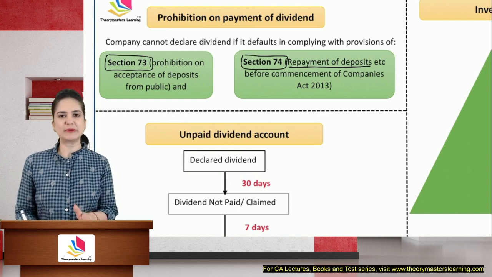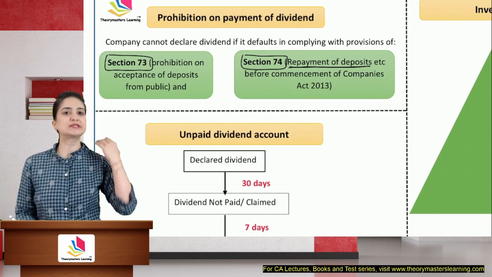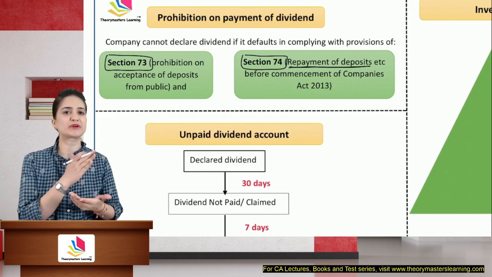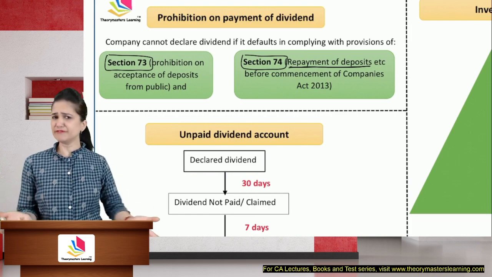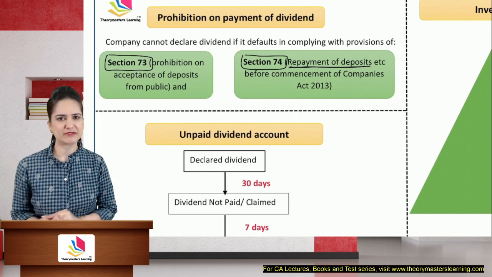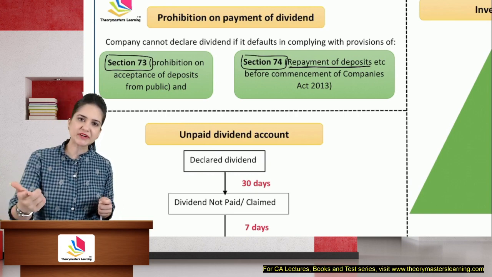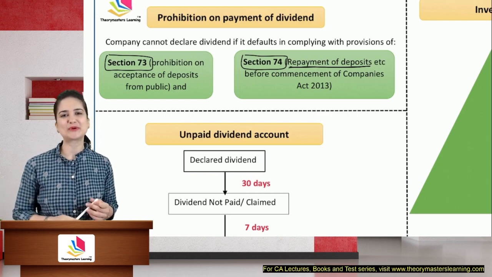So now only eligible companies can accept deposits from the public, and in case you have accepted deposits, then you will have to repay them. Deposits which were accepted earlier, before the commencement of the Companies Act 2013, will have to be repaid. If you fail to do so, we will not allow you to declare dividend. The logic behind this is that you don't have money to pay deposits and you want to declare dividend. First, you utilize that money for the payment of deposits, and then we will allow you to declare dividend.